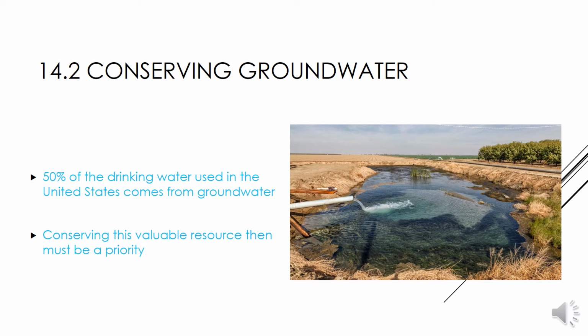This is a continuation of yesterday's 14.1, which was just an introduction to groundwater. Today we're going to talk about conserving groundwater. 50% of the drinking water in the United States comes from groundwater. Conserving this is a top priority. It's a very valuable resource. The human body can only go 3 days without water, and having good, affordable, clean drinking water is very important.